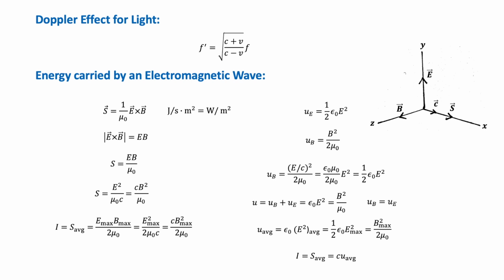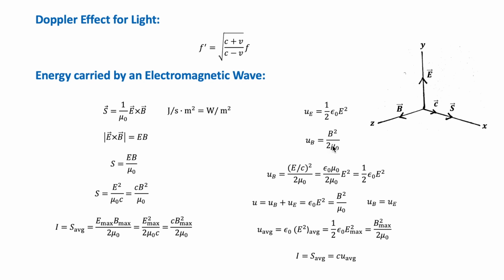So we will now derive an expression that relates the intensity of an electromagnetic wave, or S average, to the average energy density. From the previous video on electromagnetism, we found that the energy per unit volume, which is the instantaneous energy density associated with an electric field, is given by half epsilon naught E squared, and the instantaneous energy density UB associated with a magnetic field is given by B squared over 2 mu naught.